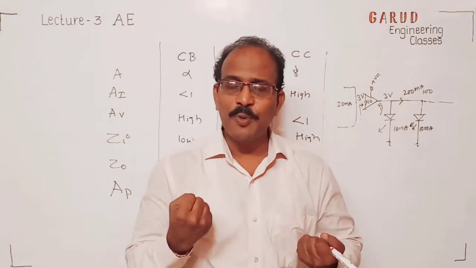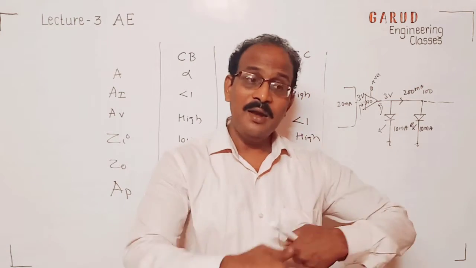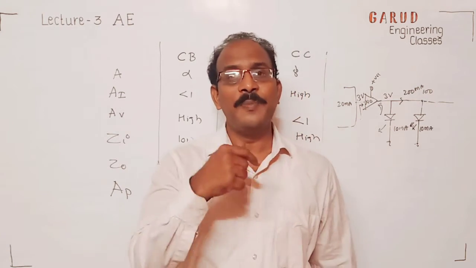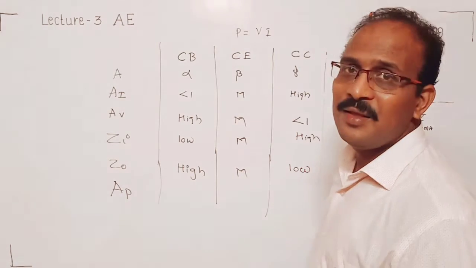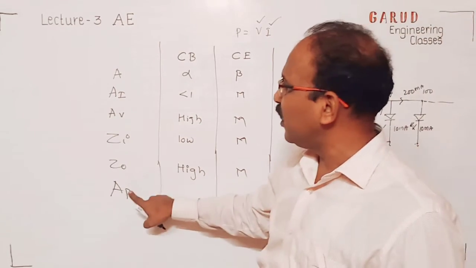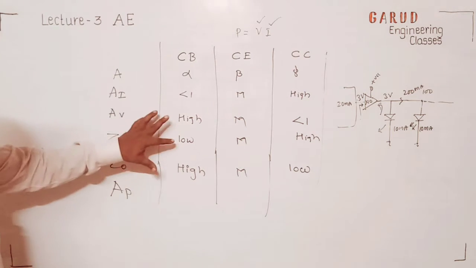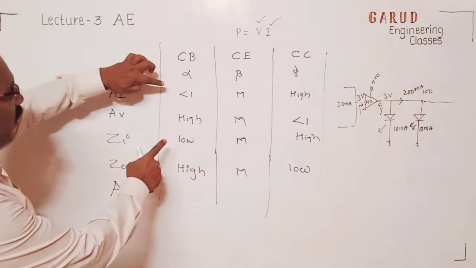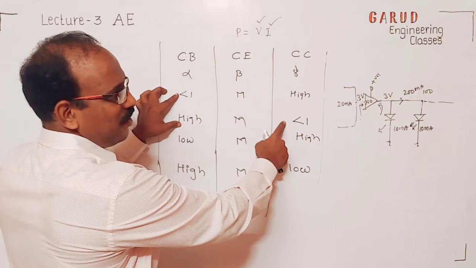If you have good potential and you have execution, then we get power. So power is a formula: power is V into I. You must have voltage and you must have current. So what is the power gain? Power gain is the multiplication of AI into AV. So if we see this AI into AV, where is that? AI into AV. Here also AI into AV.